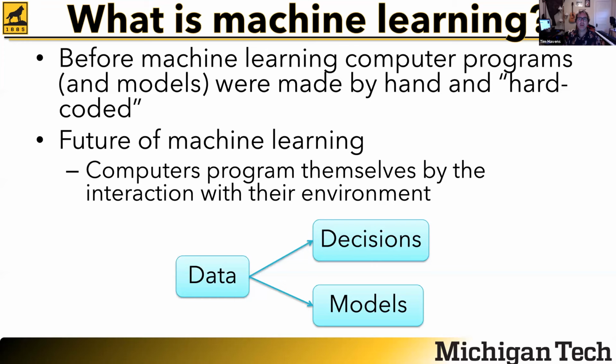So first, what is machine learning? Before machine learning came around, computers were programmed and models were made by hand and hard-coded. So if you wanted to create an autopilot for your aircraft, then you did a whole ton of physics. You programmed that autopilot to be an optimal control system, and then you made that rigorous and rugged and robust, all the great R words, and you put that in your aircraft and it worked great.